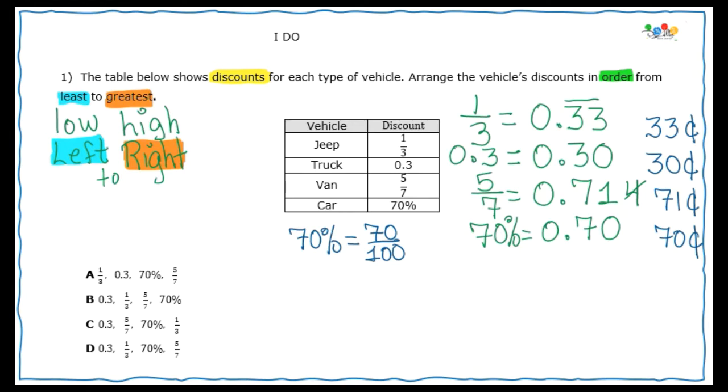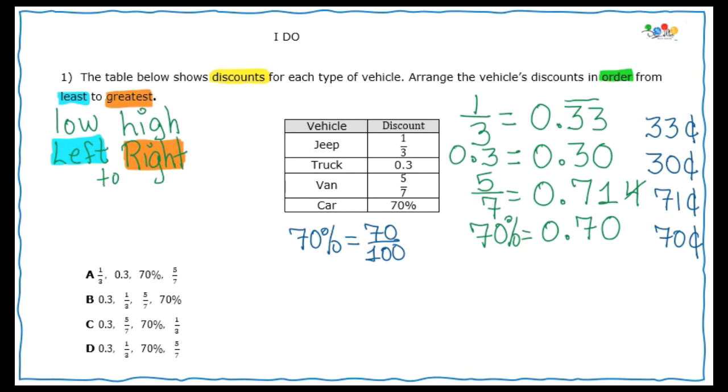Okay? So just right now, I want you to think about the numbers that we put on the right. And I want you to tell me if the Jeep has 33 cents, if the truck has 30 cents, if the van has 71 cents, and if the car has 70 cents, which one of the vehicles has the least amount of discount or the least amount of money? And yeah, you will be completely right. Truck will be the first one. Is that right? Okay. So who will be next? 33 cents. Very good. Then 70 cents. And the last one will be 71 cents.